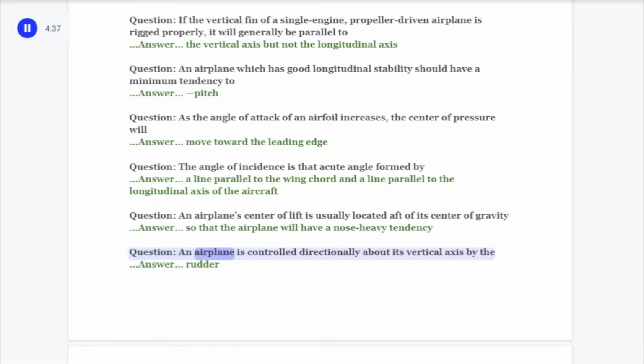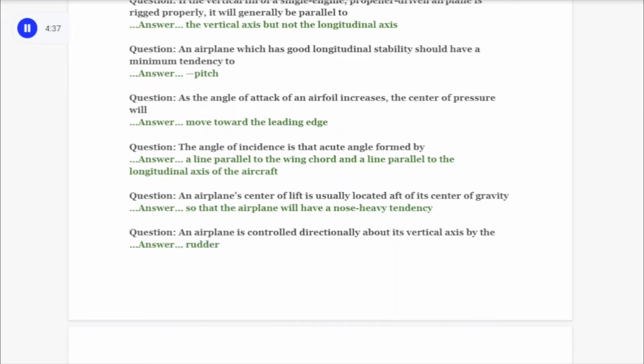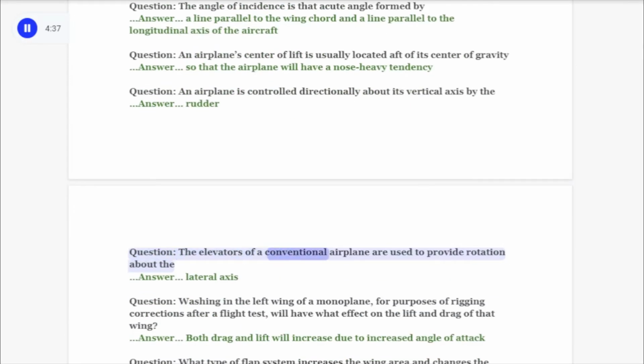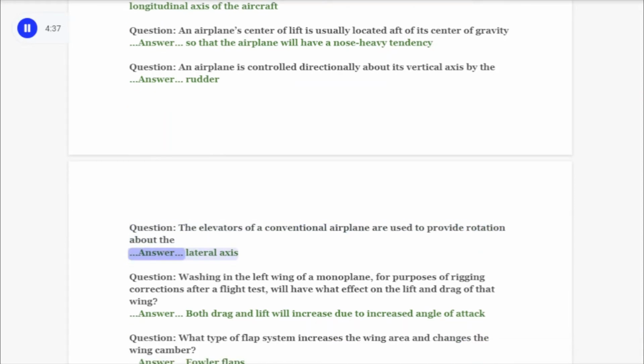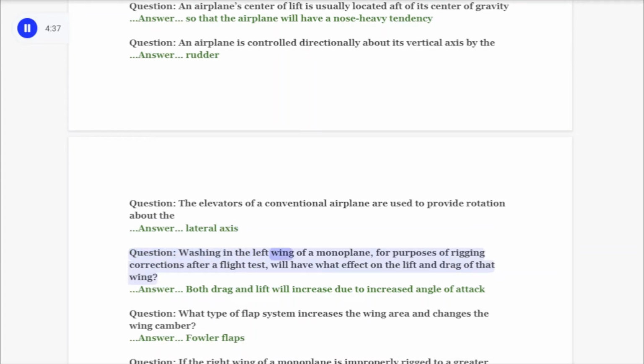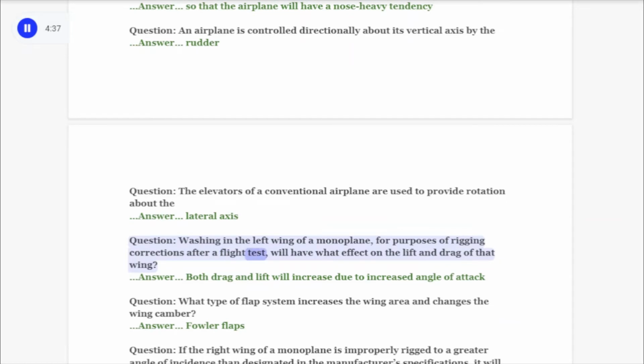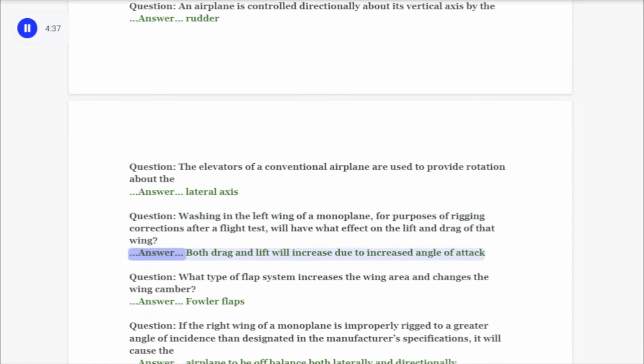Question: an airplane is controlled directionally about its vertical axis by the? Answer: rudder. Question: the elevators of a conventional airplane are used to provide rotation about the? Answer: lateral axis. Question: washing in the left wing of a monoplane, for purposes of rigging corrections after a flight test, will have what effect on the lift and drag of that wing? Answer: both drag and lift will increase due to increased angle of attack.